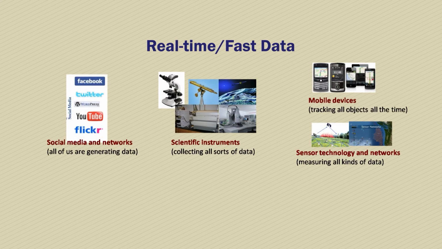So real-time data are very, very fast in nature. We have social media and networks. All of us are actually generating data. We have different scientific instruments collecting all sorts of data, starting from weather data, vehicle data, different RFIDs, different sensors. You have different mobile devices tracking all objects all the time. You have different sensor technologies and networks measuring all kinds of data.